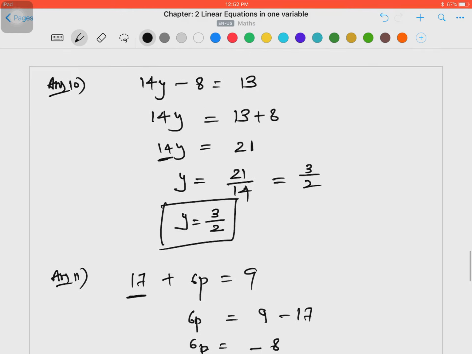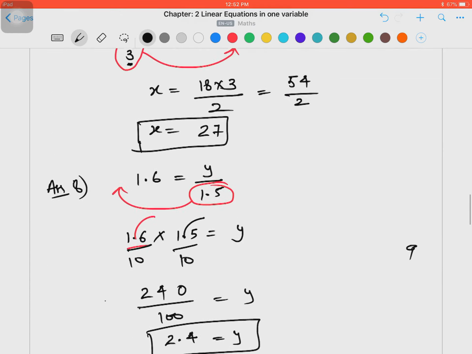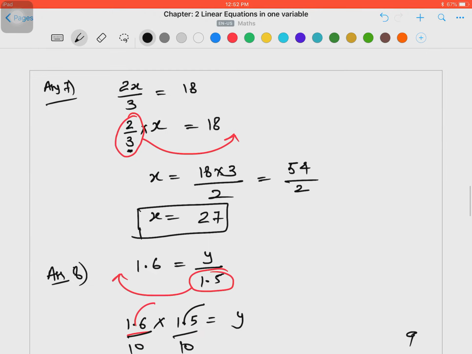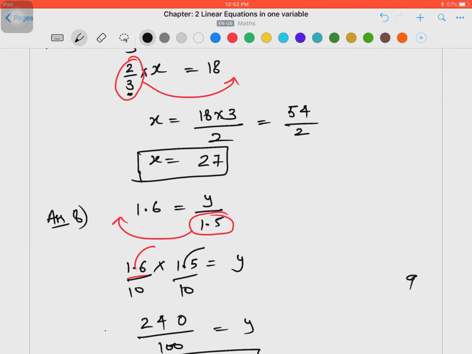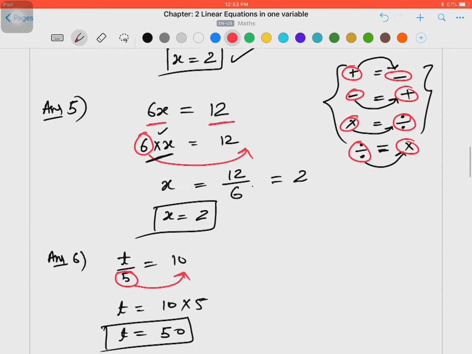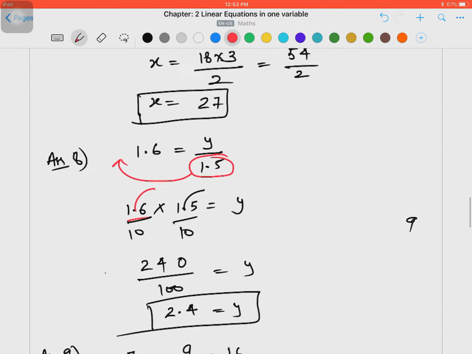So this is how we can solve any linear equation. The basic method is the same. We'll keep the variable term on one side and the non-variable term on the other side. While doing that, this plus will become minus and the minus will become plus. Similarly, if the numbers are in multiplication, they will change to division. If they are in division, they will change to multiplication. After this we have to do a simple calculation and you will get the required result.